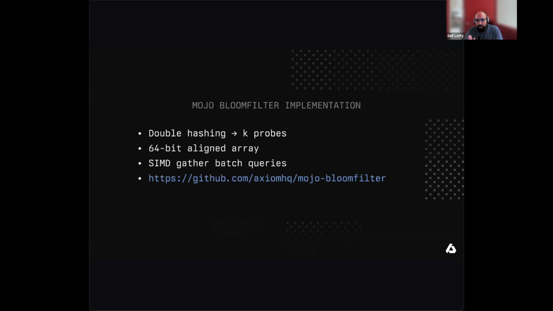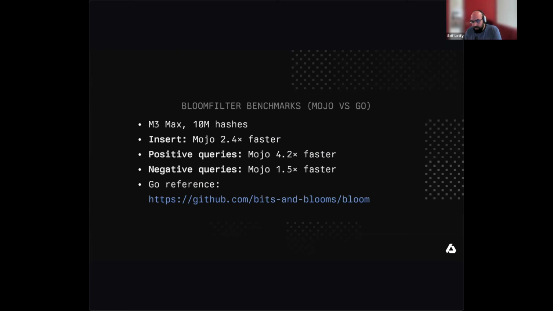The way I implemented it in Mojo is I used double hashing to reduce the cost of multiple hashes, and a 64-bit aligned bit array. I added the Bloom filter code here, so you can check it out. I also added another Bloom filter implementation. There's a standard one in there, and there's a split block Bloom, which is a different implementation that's even more SIMD friendly. I'll get to that in a second.